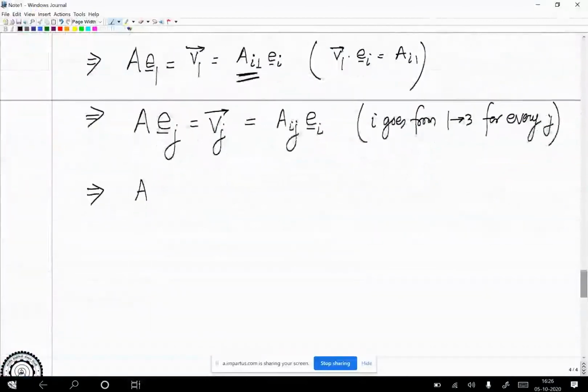So now I will mysteriously write A as Aij Ei tensor product Ej. I'm just saying that this A can be written like this. And to prove it, we should show that indeed A into E1 is equal to V1, A into E2 is equal to V2, and A into E3 is equal to V3.